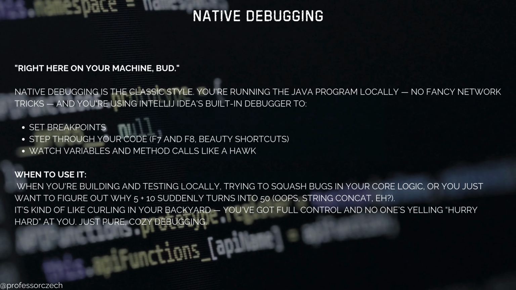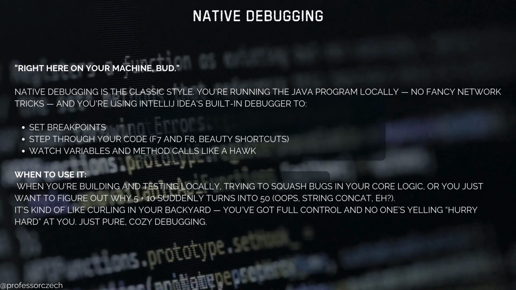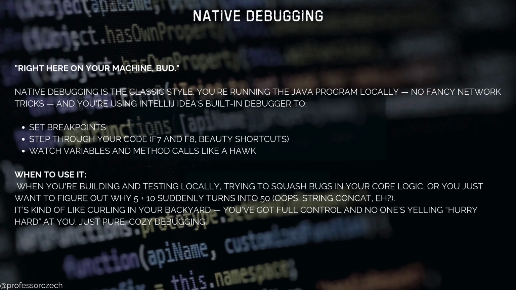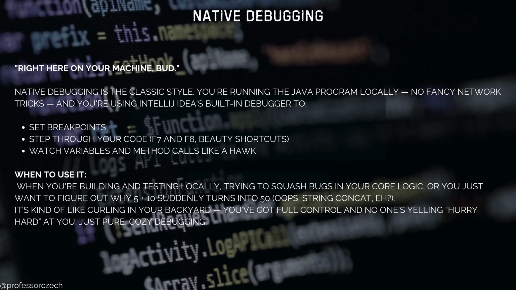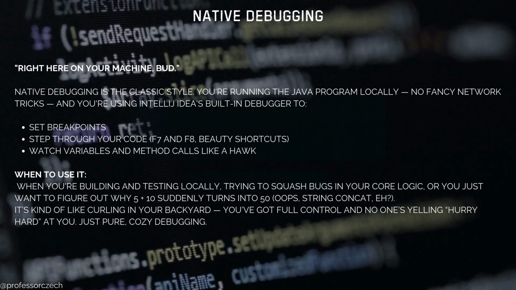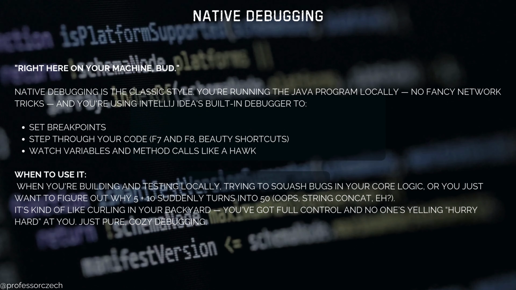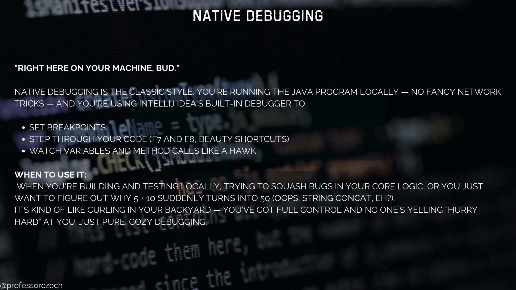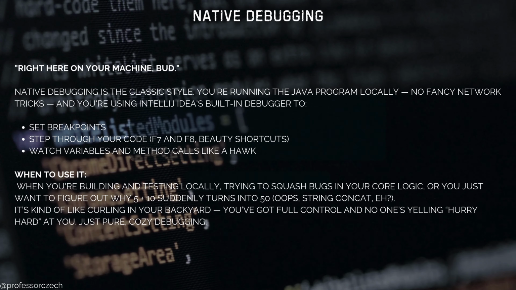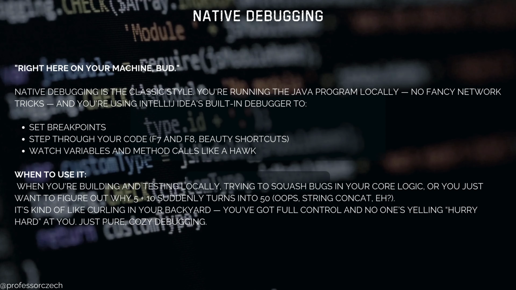You can use F7 and F8 as your shortcuts. Watch variables and method calls like a hawk. When you're building and testing locally, trying to squash bugs in your core logic, or just want to figure out why 5 plus 10 suddenly turns into 50.